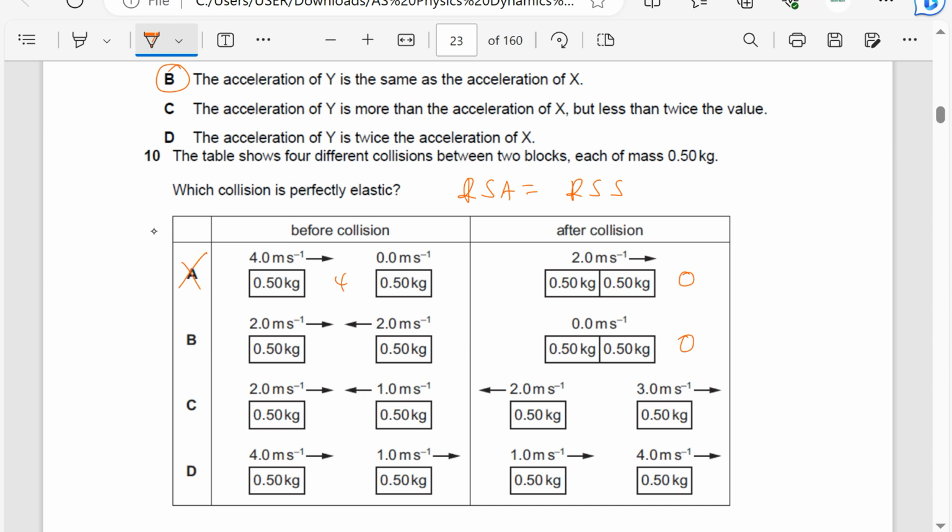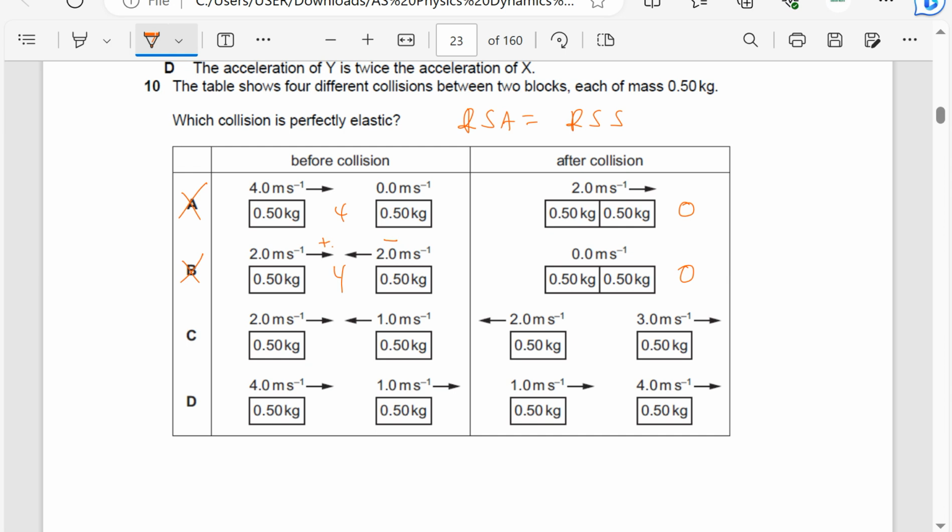Here it is 2 minus negative 2, which becomes 4, because to the right is positive and to the left is negative. So it is 2 minus negative 2, which is 4. So this is out. The relative speed of approach is not the same as the relative speed of separation. Let's check C. C is 2 minus negative 1, which is 3. And on this side, we have 3 to the right minus negative 2, which is 5. So this is not correct. So the answer is going to be D.